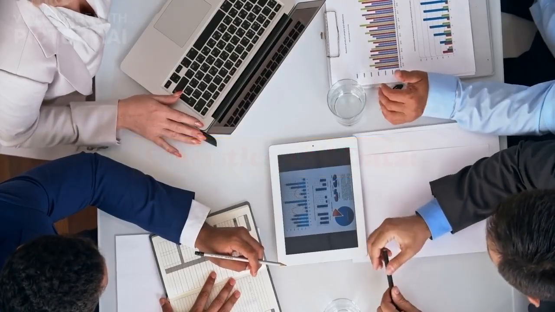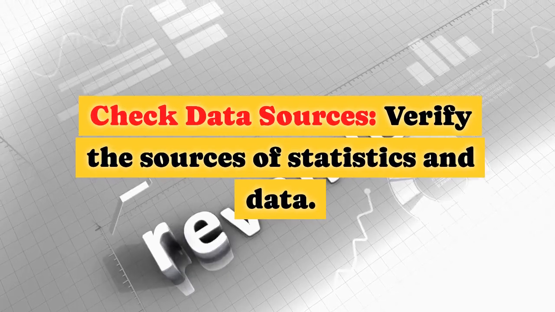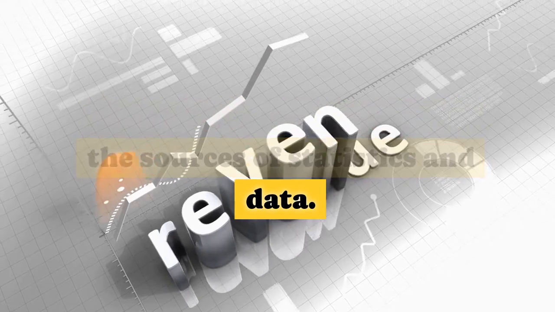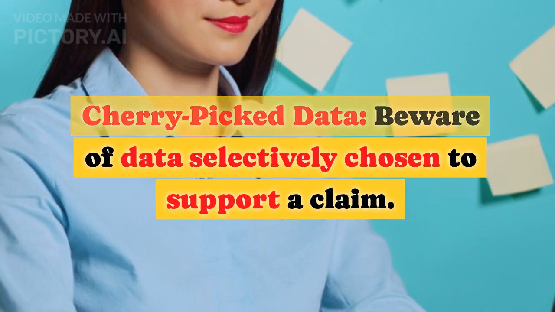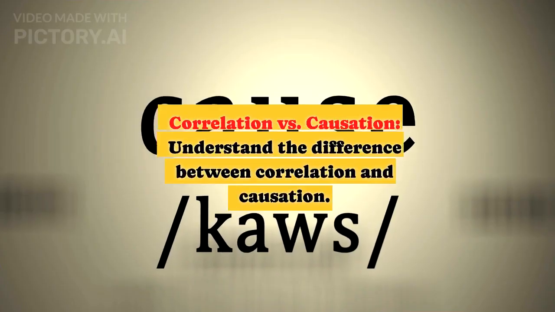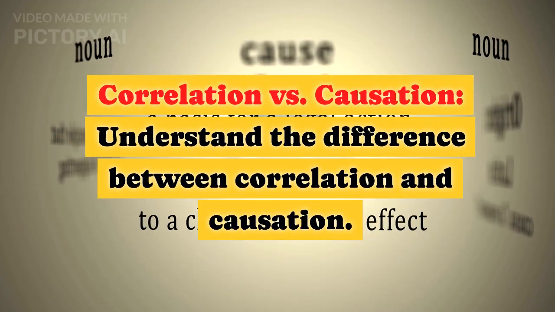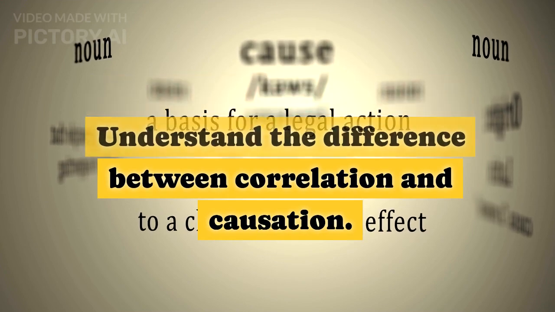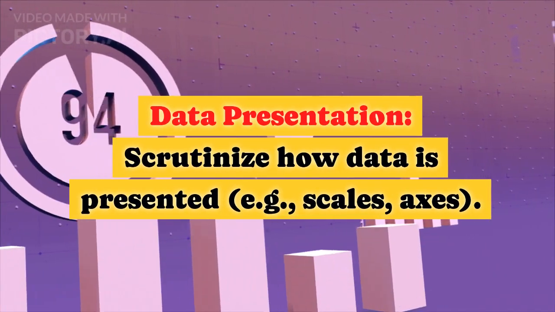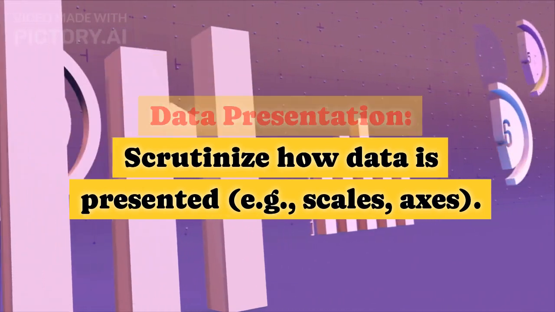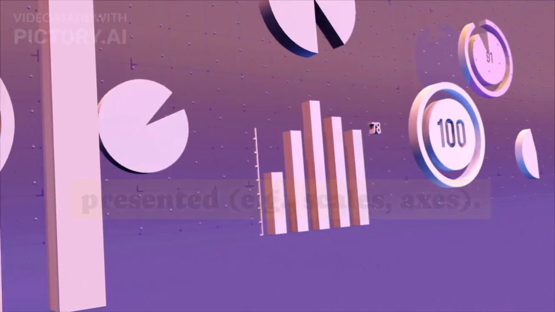Statistics and data. Check data sources. Verify the sources of statistics and data. Cherry-picked data. Beware of data selectively chosen to support a claim. Correlation versus causation. Understand the difference between correlation and causation. Data presentation. Scrutinize how data is presented, e.g., scales, axes.